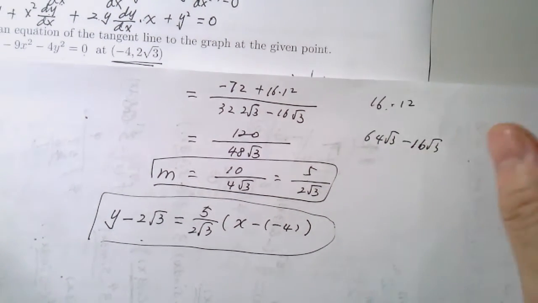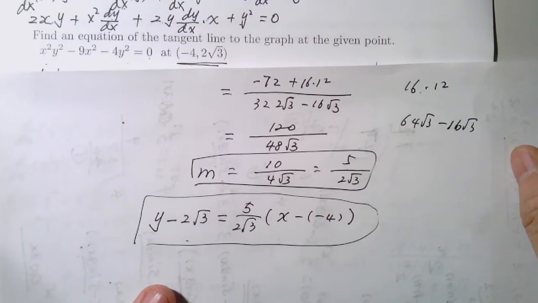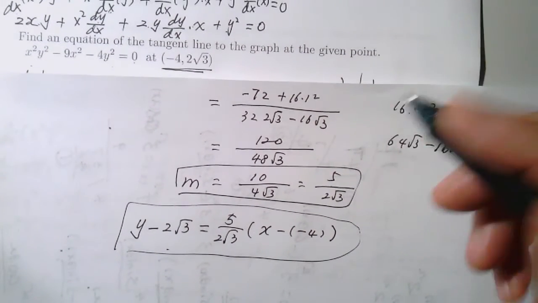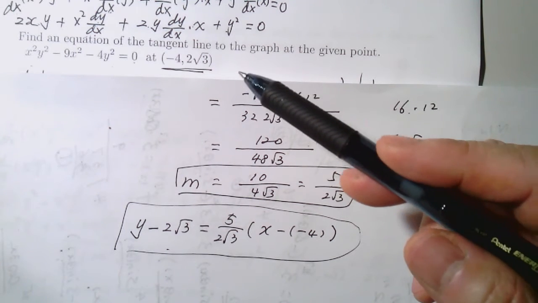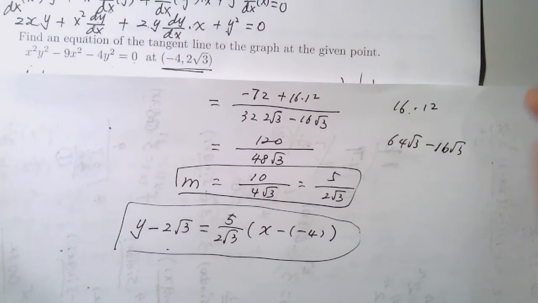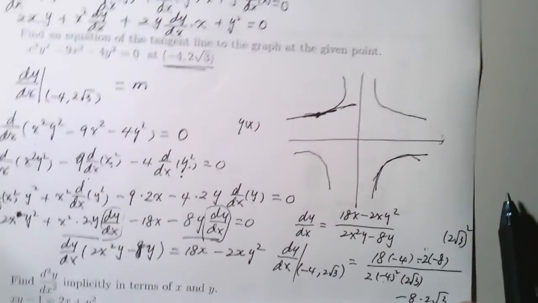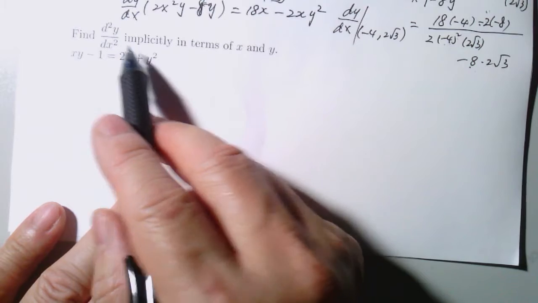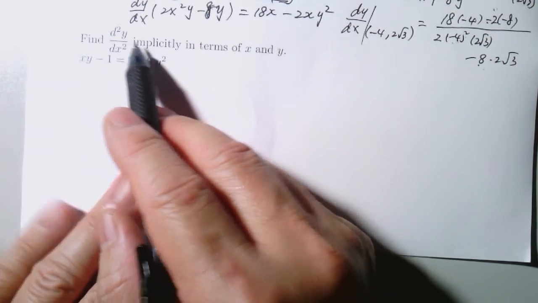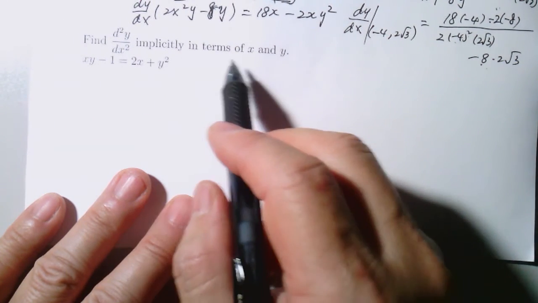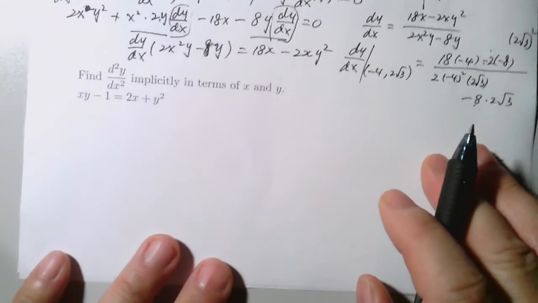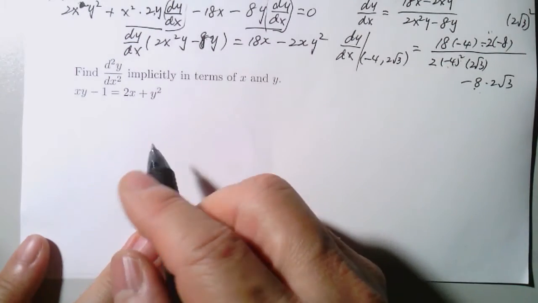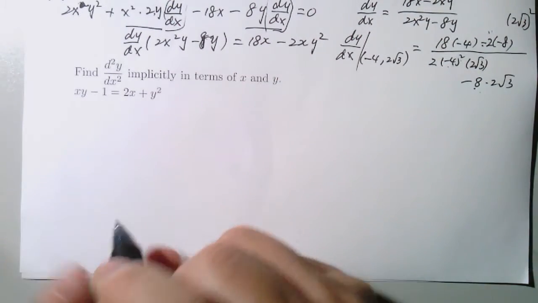And that is how to find the tangent line. The main thing here obviously is how to find the slope at a specific point when you have implicit differentiation. So the last thing we have here is how to find a second derivative implicitly in terms of x and y. This one is quite often a problem. A lot of the time students make a mistake in this case.